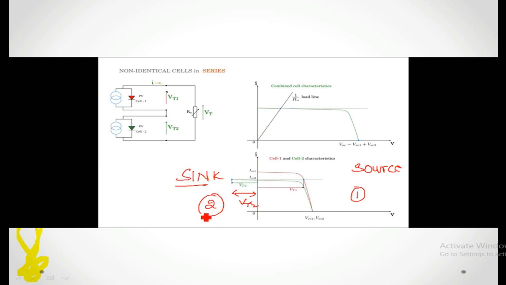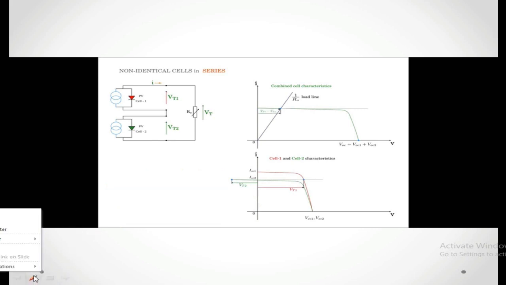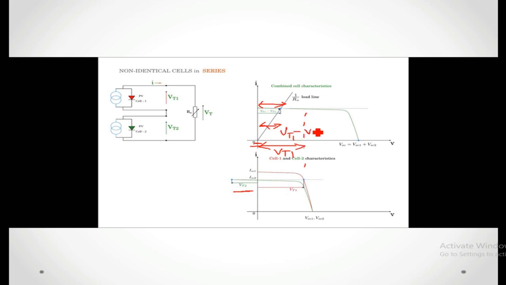So that means our second cell is now acting as a sink of energy. Just due to the shading effect, it is supposed to deliver energy, but it is consuming energy. That is what the shading effect does. So the net voltage in the combined characteristics is VT1 minus VT2, because VT2 is also consuming some voltage. This is the net voltage. VT2 is being subtracted from VT1.